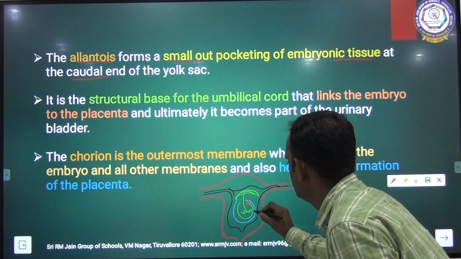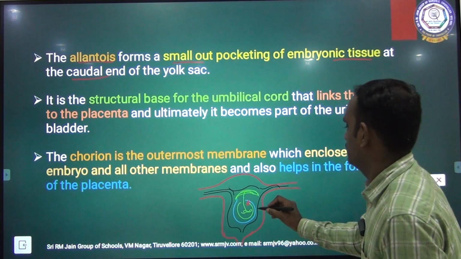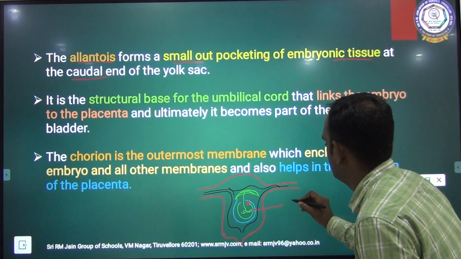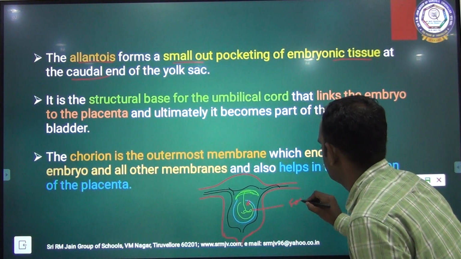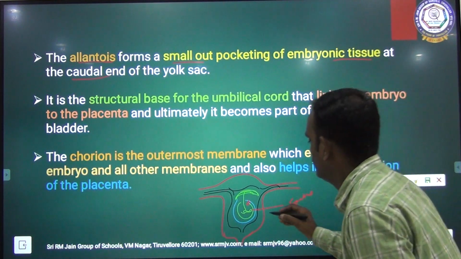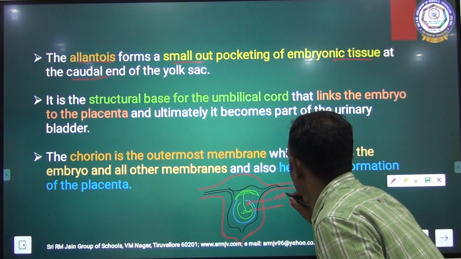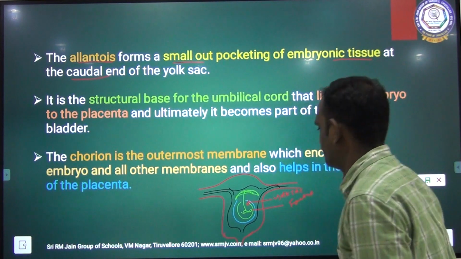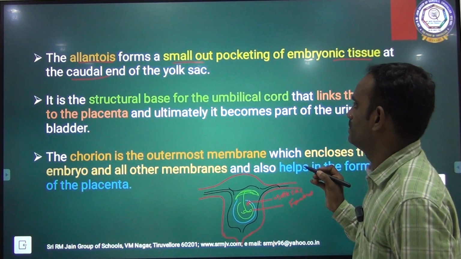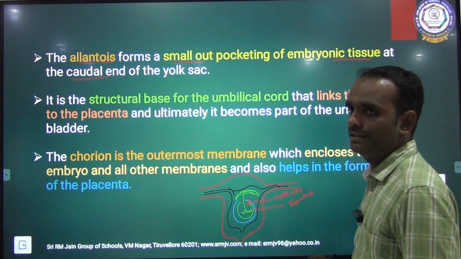And this is called fetus, and this is said to be yolk sac. Yolk sac is present in the caudal end.